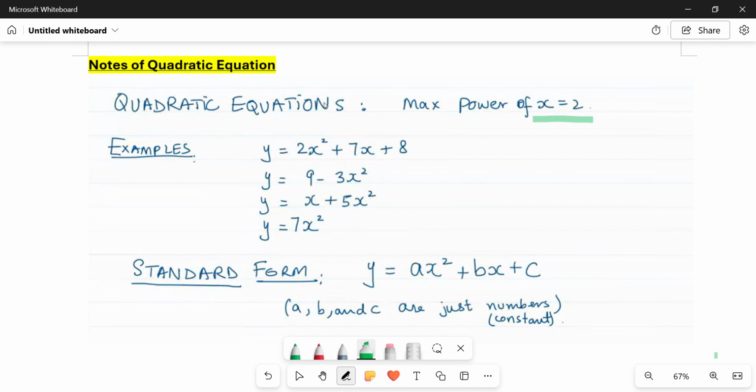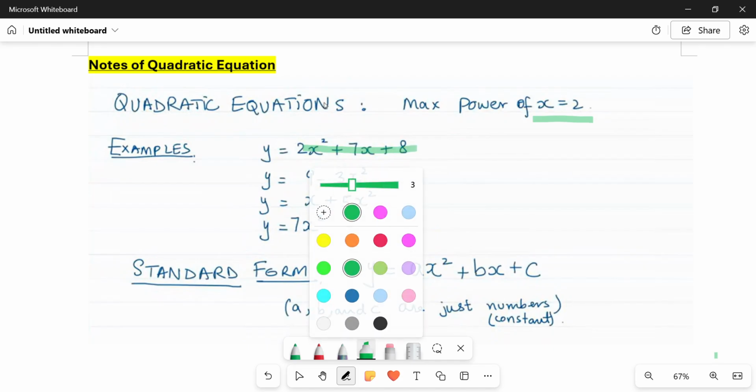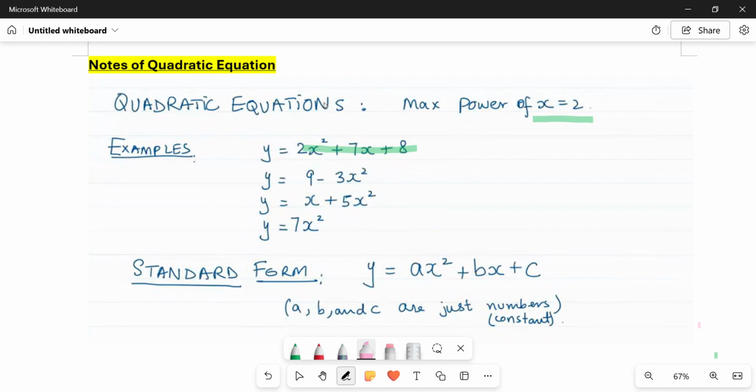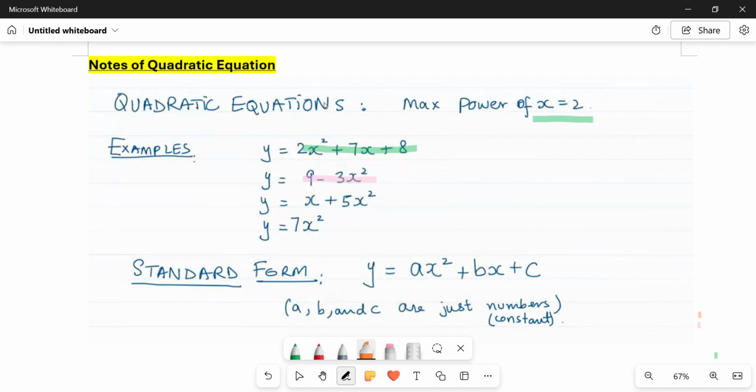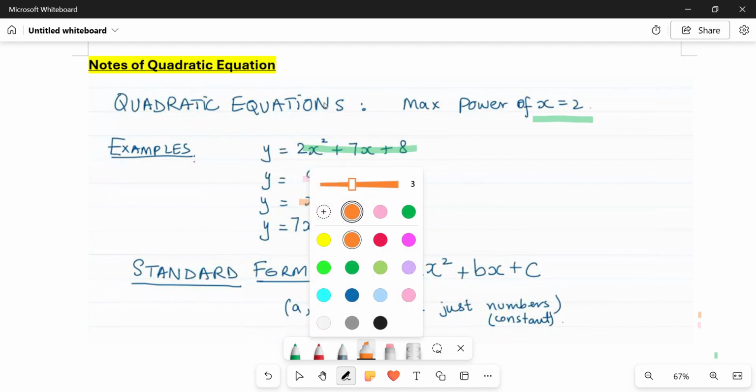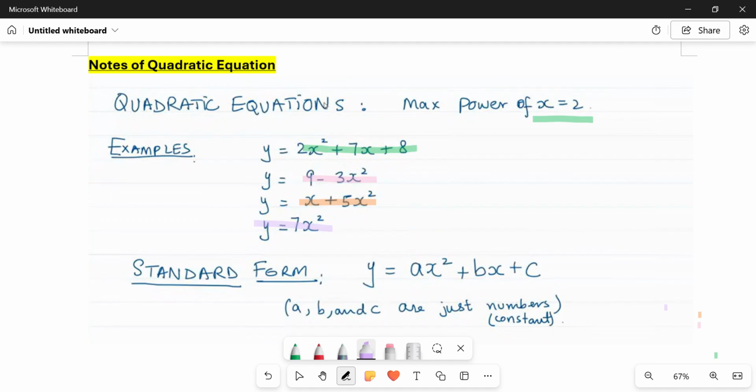The first one is 2x squared plus 7x plus 8, right? The second one is y equals 9 minus 3x squared, right? And the third one is x plus 5y squared. And the last example is y equals 7x squared. Okay. These are the examples that you can identify. This question is a quadratic equation.